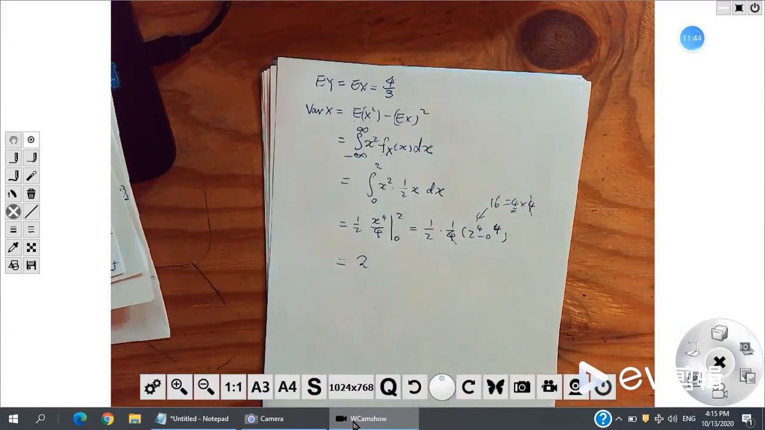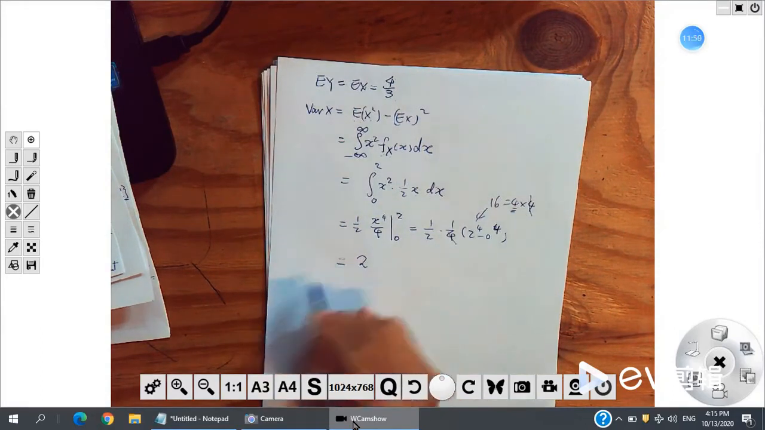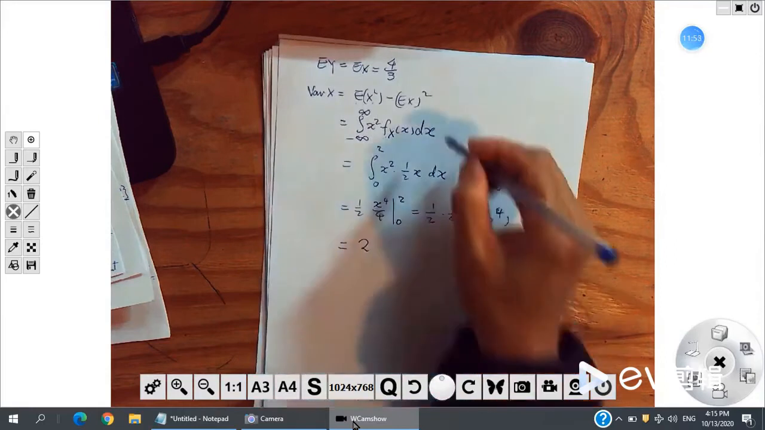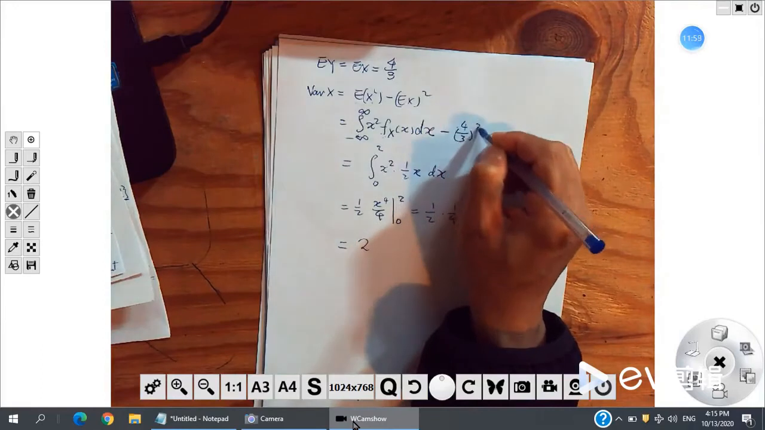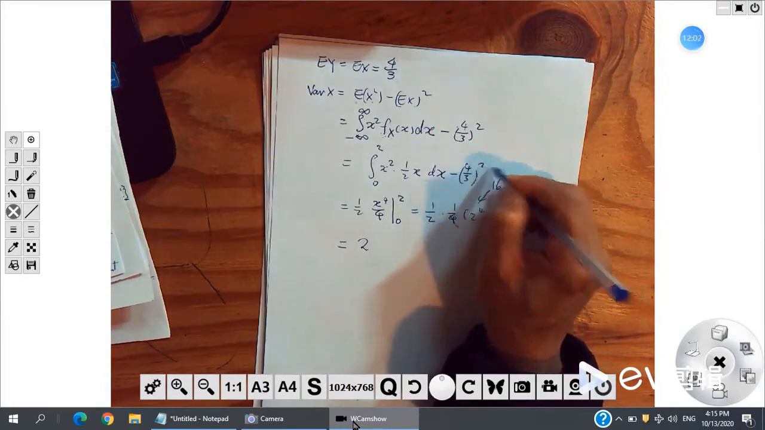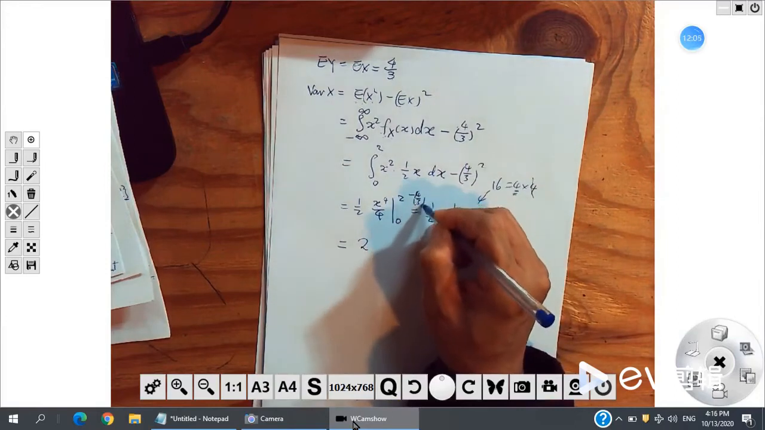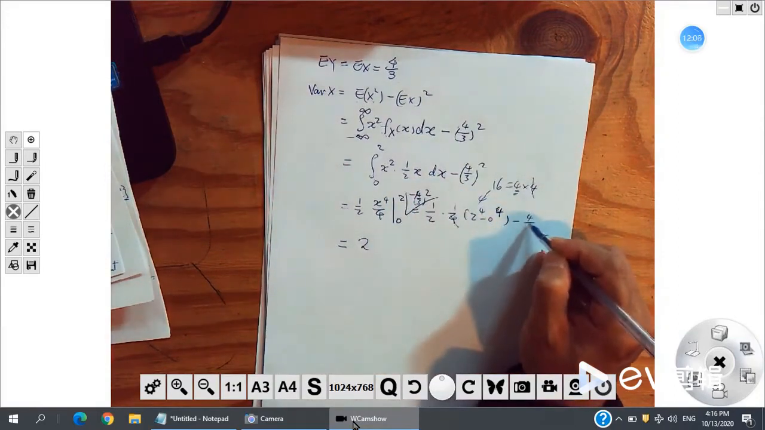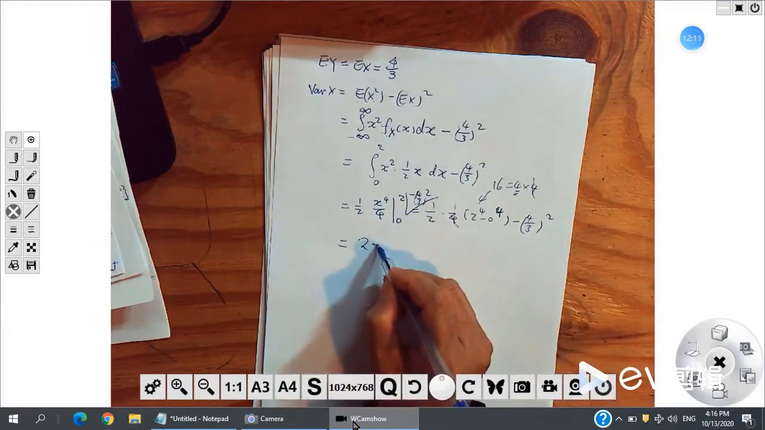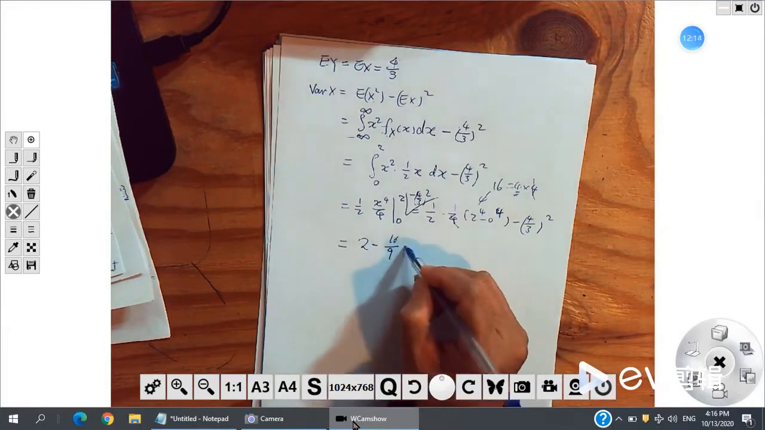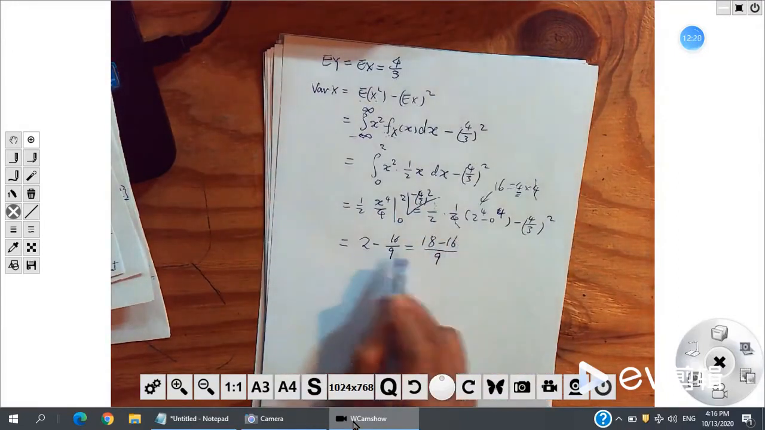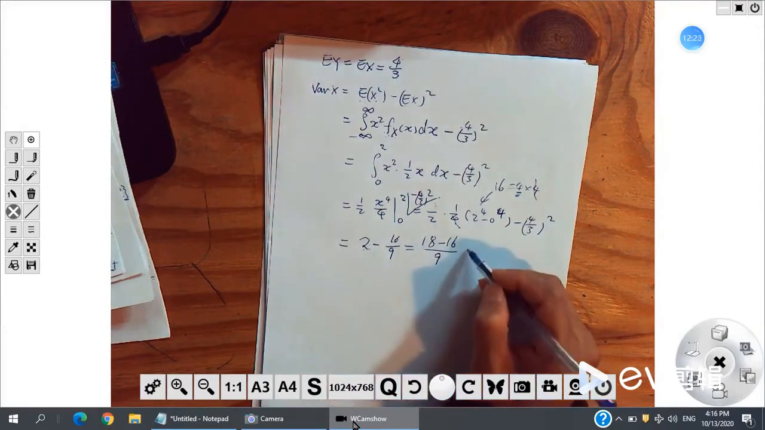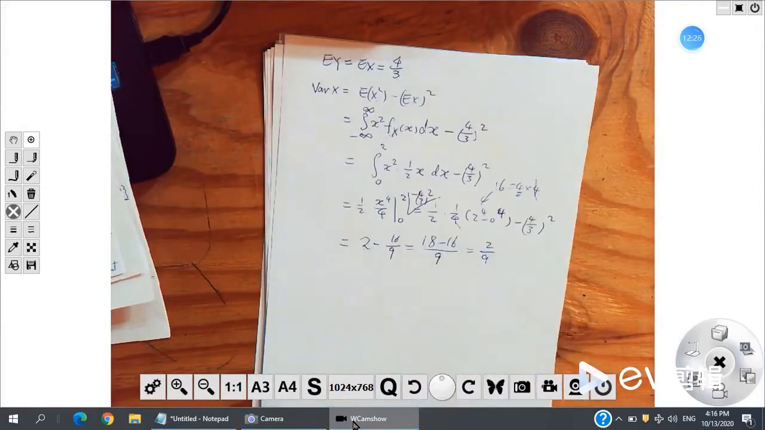Am I good? Yeah, it is just 2. Okay, this is the variance of, oh no, sorry, I think it's too much. Yeah, we need a minus E[X] squared. E[X] is 4 over 3, so minus (4 over 3) squared. So this is 2 minus 16 over 9. It will be, 2 is 18 over 9, minus 16 over 9. So it's 2 over 9. So we have the variance. The variance is 2 over 9.